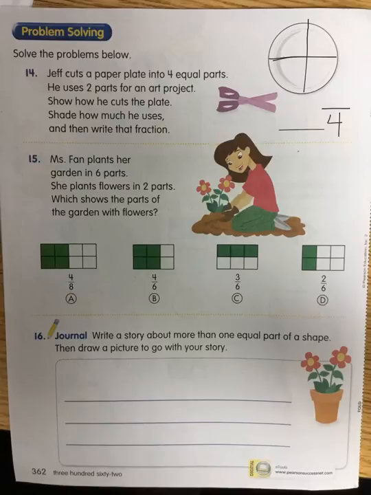Number 15, Miss Fan plants her garden in 6 parts. She plants flowers in 2 parts. Which shows the parts of the garden with flowers? So she has a garden with 6 in all, but she only plants in 2 of those parts. Which one shows 2 parts of her garden planted with 6 parts in all? And number 16, write a story about more than one equal part of a shape. Then draw a picture to go with your story.